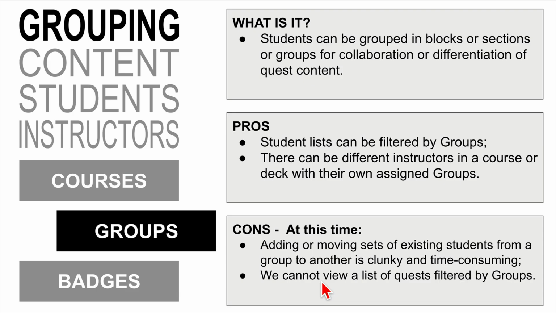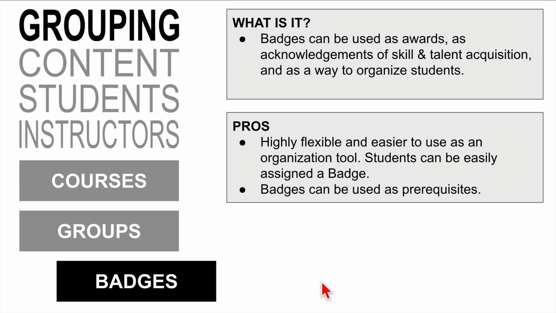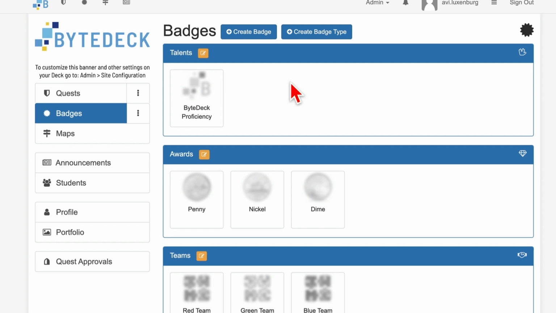Let's have a look at badges for a moment, because badges can be used to group students in a very flexible manner. So badges can be used as awards, of course, as acknowledgement of skill and talent acquisition, and as a way to organize students. It's highly flexible, easier to use as an organizational tool than courses and groups, and students can be easily assigned a badge. Let's have a very quick look at that.